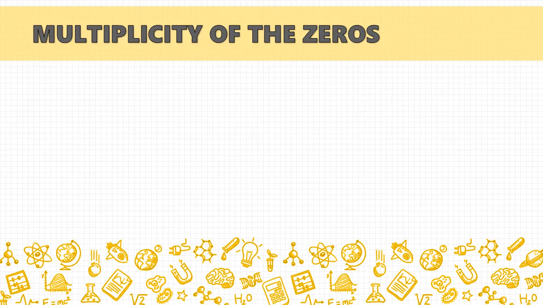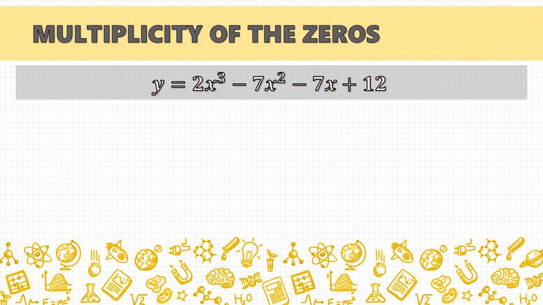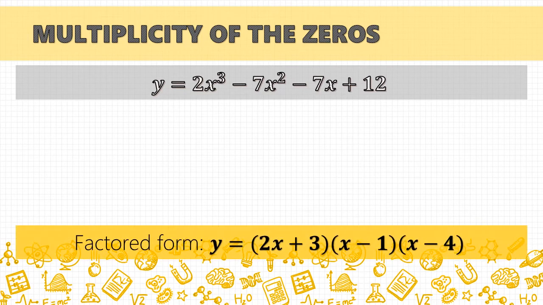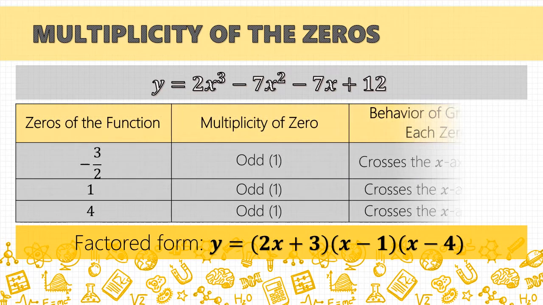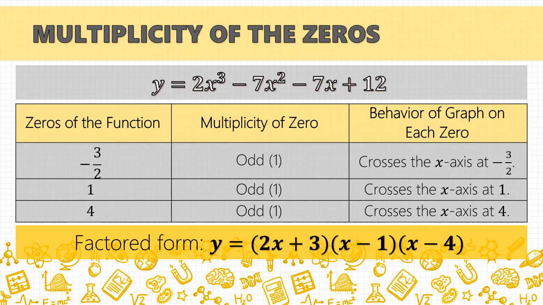For example, the function y equals 2x cubed minus 7x squared minus 7x plus 12 has a factored form of y equals 2x plus 3 times the quantity of x minus 1 times the quantity of x minus 4. The zeros of the function are negative 3 halves, 1, and 4. And each multiplicity of the zero is 1. Therefore, the graph crosses the x-axis at negative 3 halves, 1, and 4.